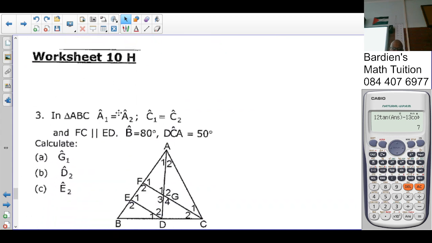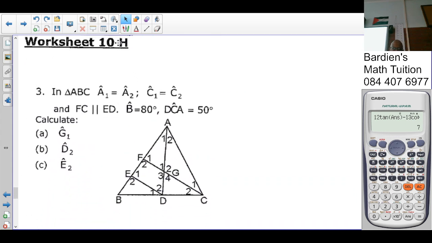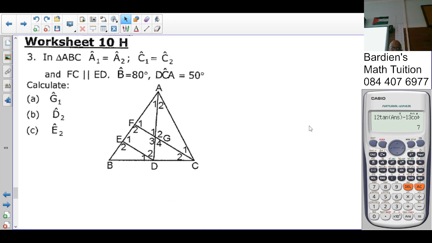Let's look at H. In H you are given A1 equals A2. Angle A1 is equal to A2. This also means that AD is bisecting angle BAC. That means that line AD is cutting that angle BAC in half. Instead of saying that, they could have said it's bisecting that angle. So in other words, that angle is equal to that angle.